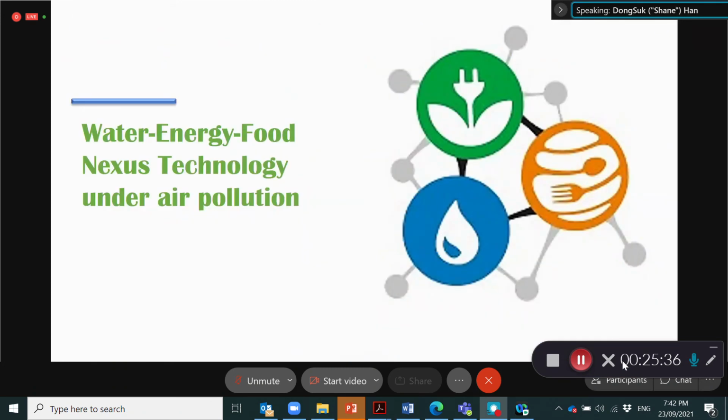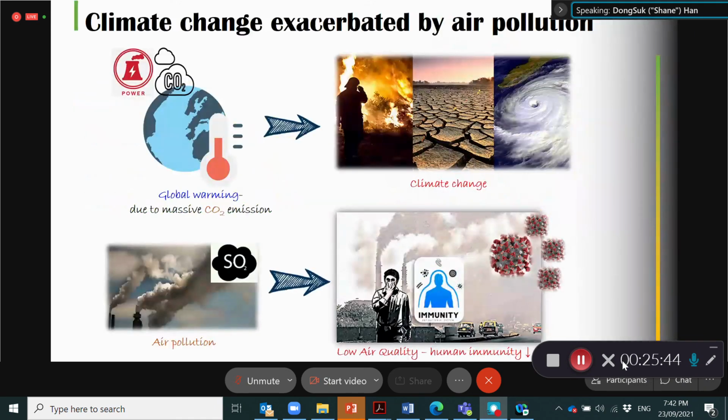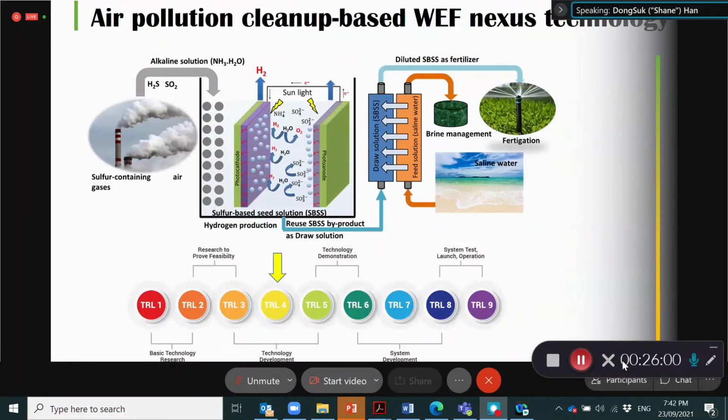Now I want to talk about more innovation of the food-water-energy nexus technology under air pollution conditions. Air pollution worsens our condition, such as our human immunity. So our Q&A project suggests using an electrochemical combined FO process to utilize the sulfur containing gas released from industrial activities. Mostly industry tries its best to capture this kind of air pollutant, but in this system, we want to maximize the use of it as an electrolyte in this electrochemical system.